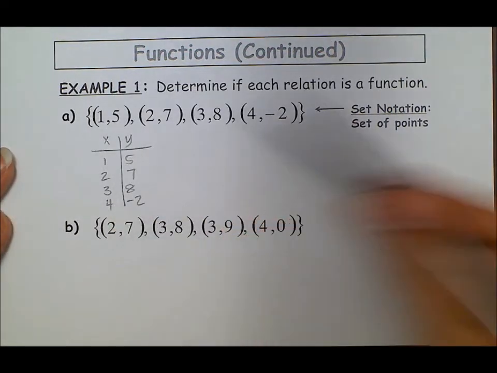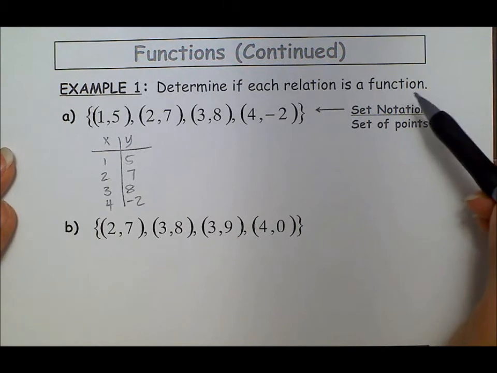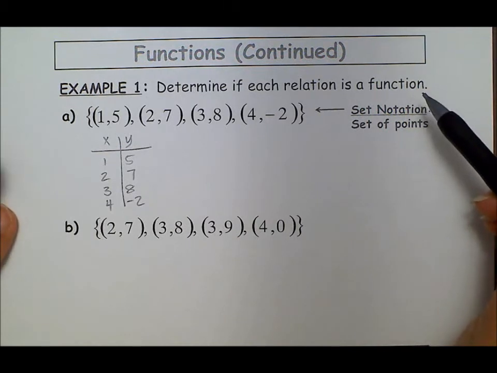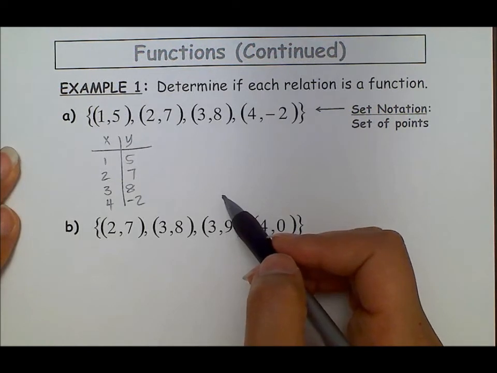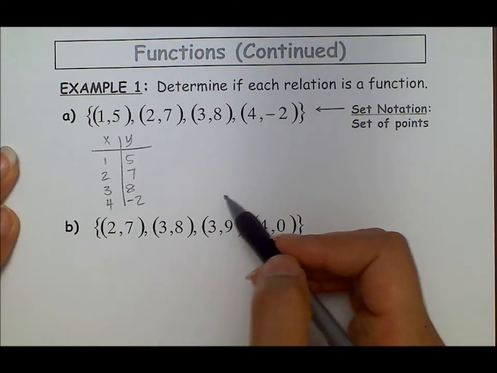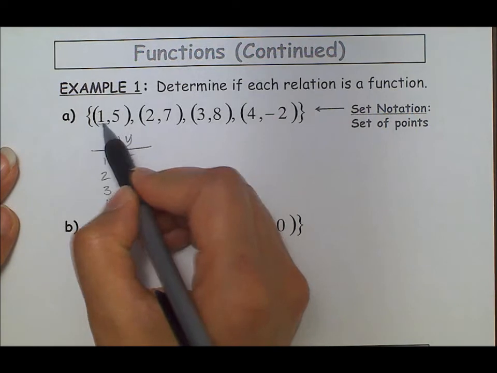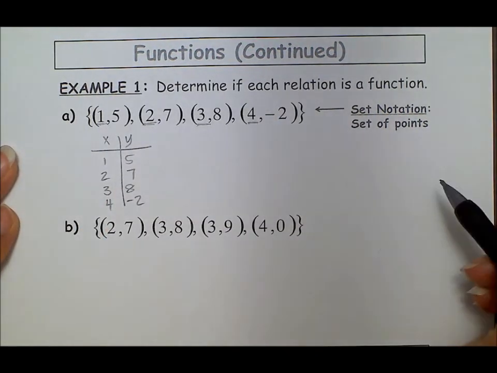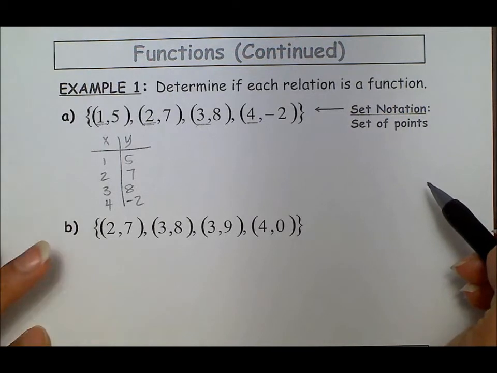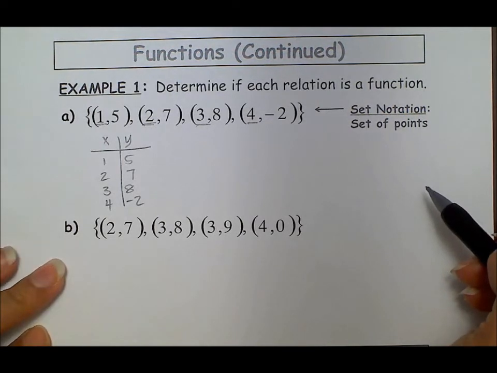Okay? So in example 1, we're going to determine if each relation is a function. And so what we want to see is if any particular value of x has more than one value of y. Okay? So let's look at each of the values of x that we have here. And we want to see if the value of x is repeated, and if it is repeated, if the values of y that are corresponding to it are different.